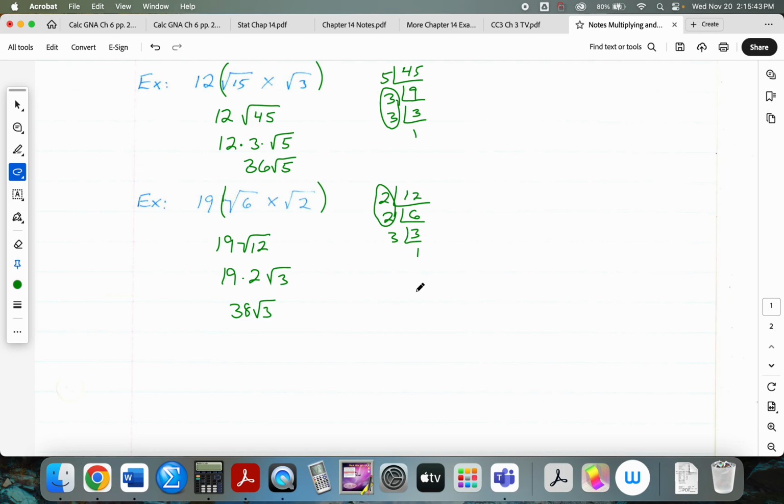All right, that's multiplying. We're going to be doing a lot of multiplying. And most of the time when we multiply, well, we're multiplying by the square root of 2 or by the square root of 3. We're not going to be multiplying by like the square root of 17 or something like that. It's mostly pretty small numbers.